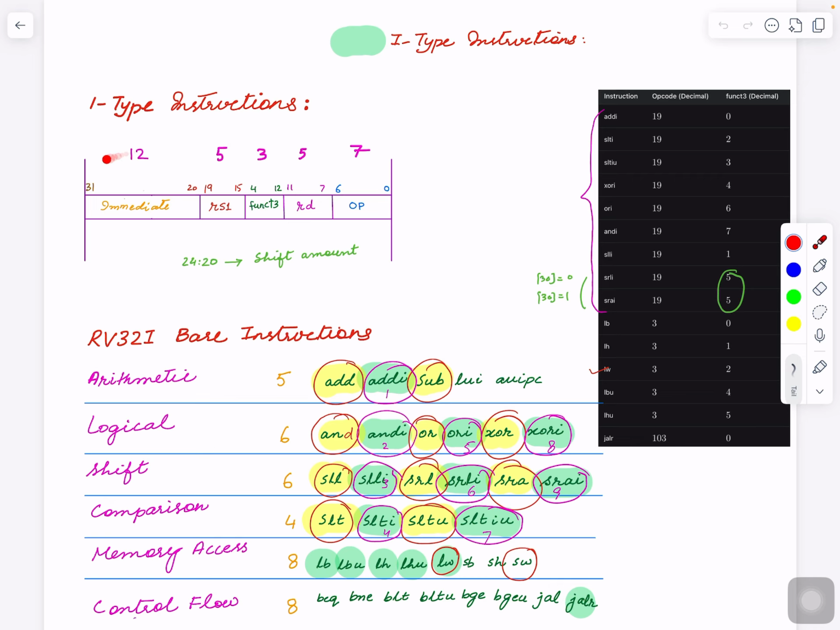So this is our 32-bit instruction format for the I-type. So you can see we have, okay, where are my glasses? Oh, I don't have my glasses.